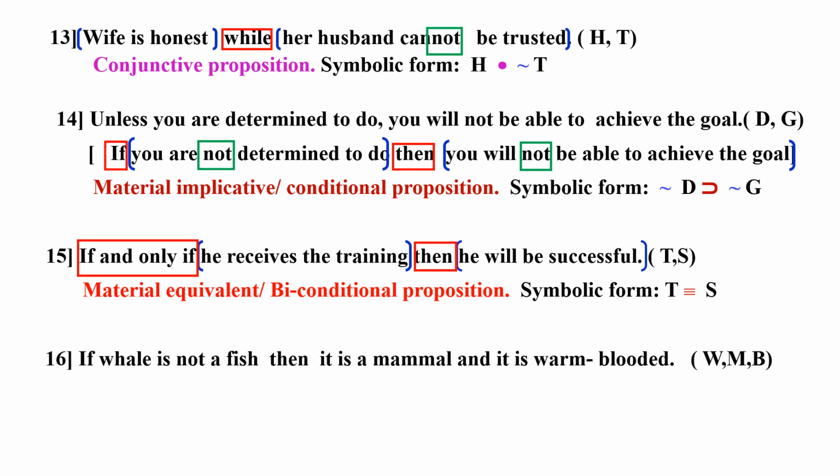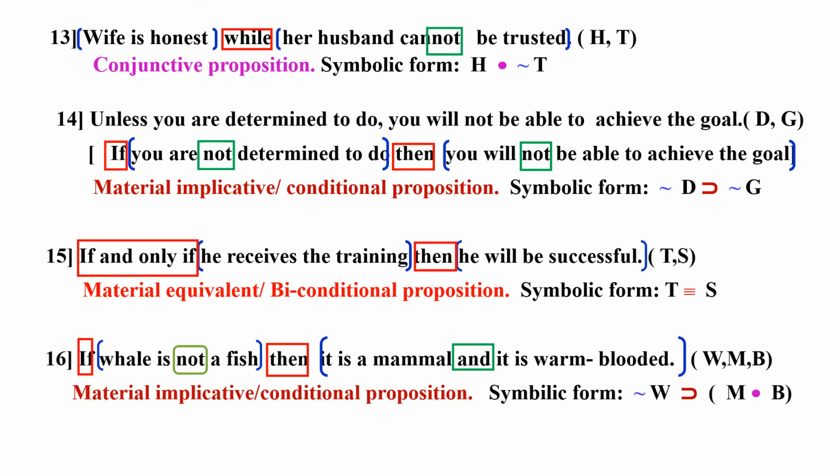Now we come to the 16th one. If whale is not a fish, then it is a mammal and it is warm-blooded. So we have three propositions here. W for whale is a fish, then whale is a mammal is M, and it is warm-blooded is B. So if then is the main connective, and the antecedent is whale is not a fish, the consequent is it is a mammal and it is warm-blooded. In the antecedent we have the word not, and in the consequent we have the word and.